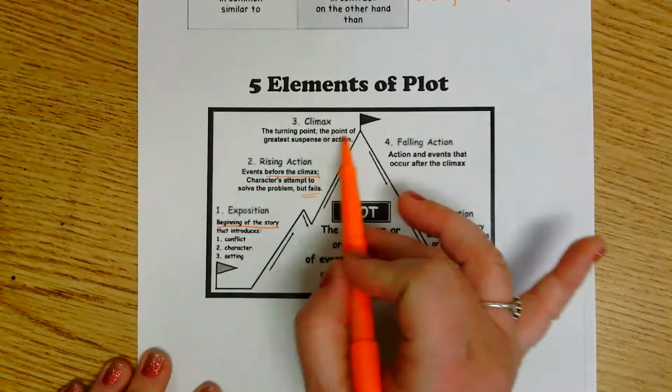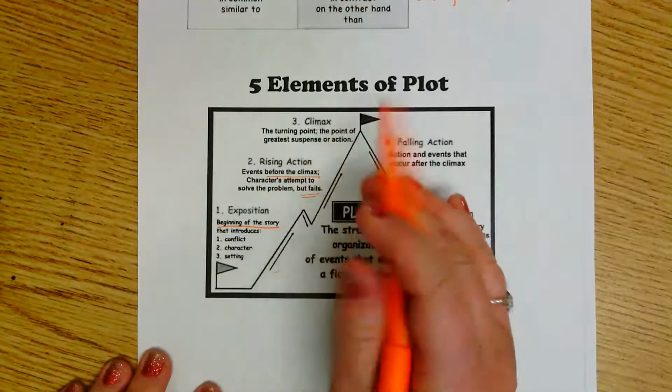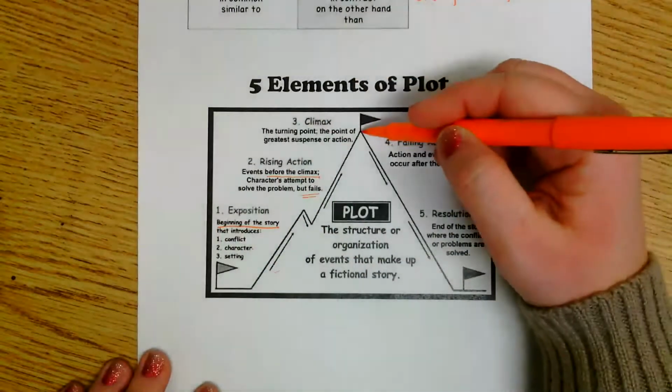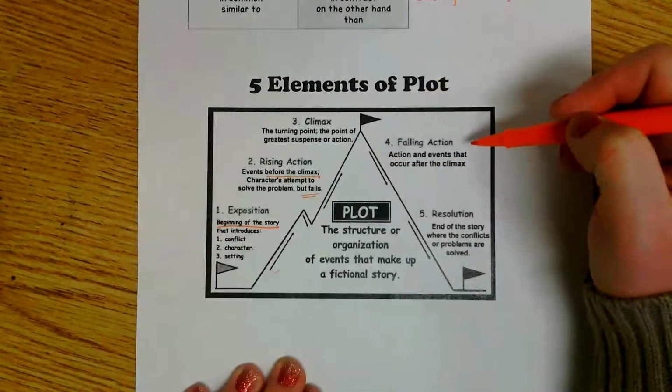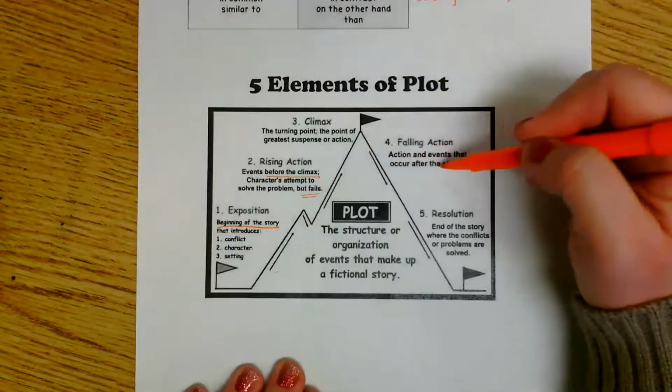It's also the point of the greatest suspense or action. So the most suspenseful moment or the biggest action that takes place in the story. So from here, we start to go down the pyramid because we're getting closer to the end. So here you have your falling action. So these are action and events that occur after the climax.